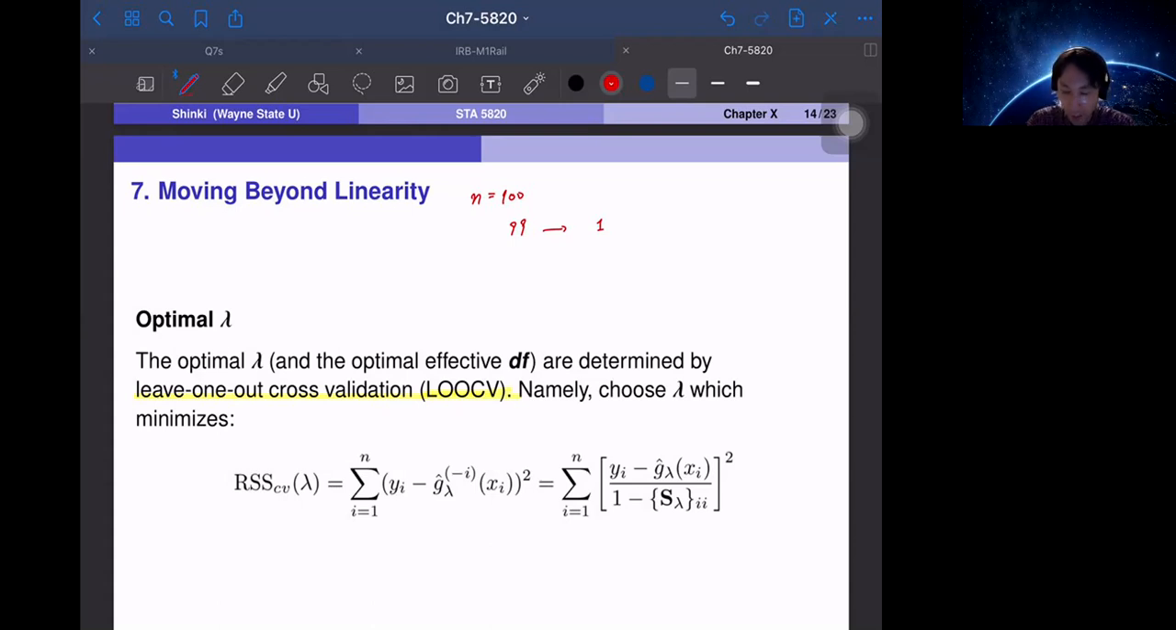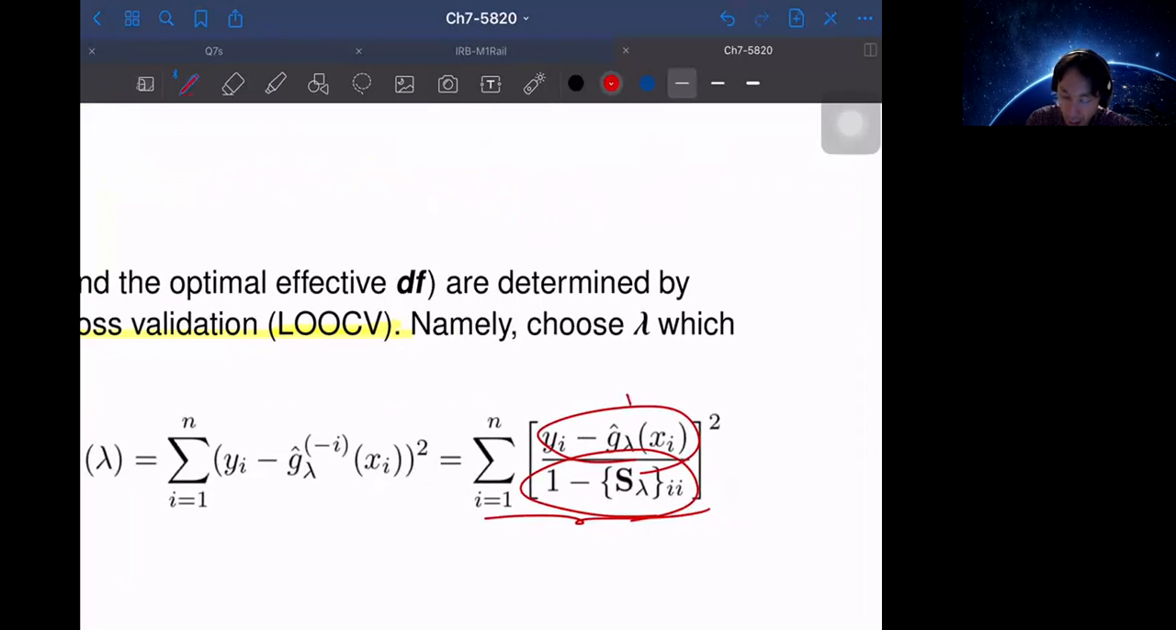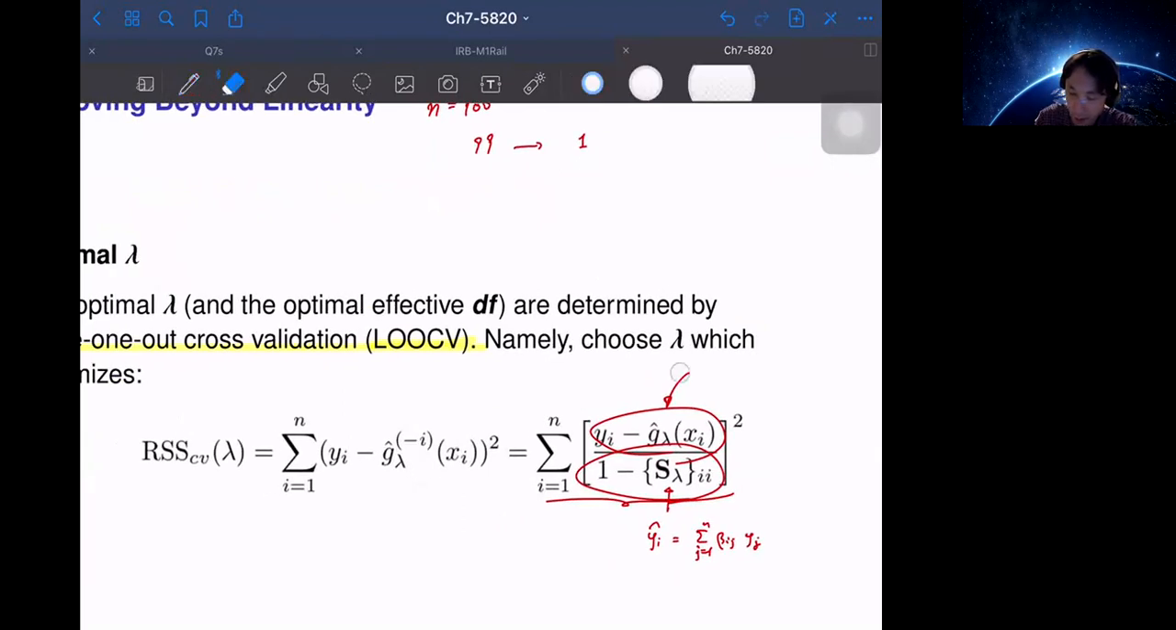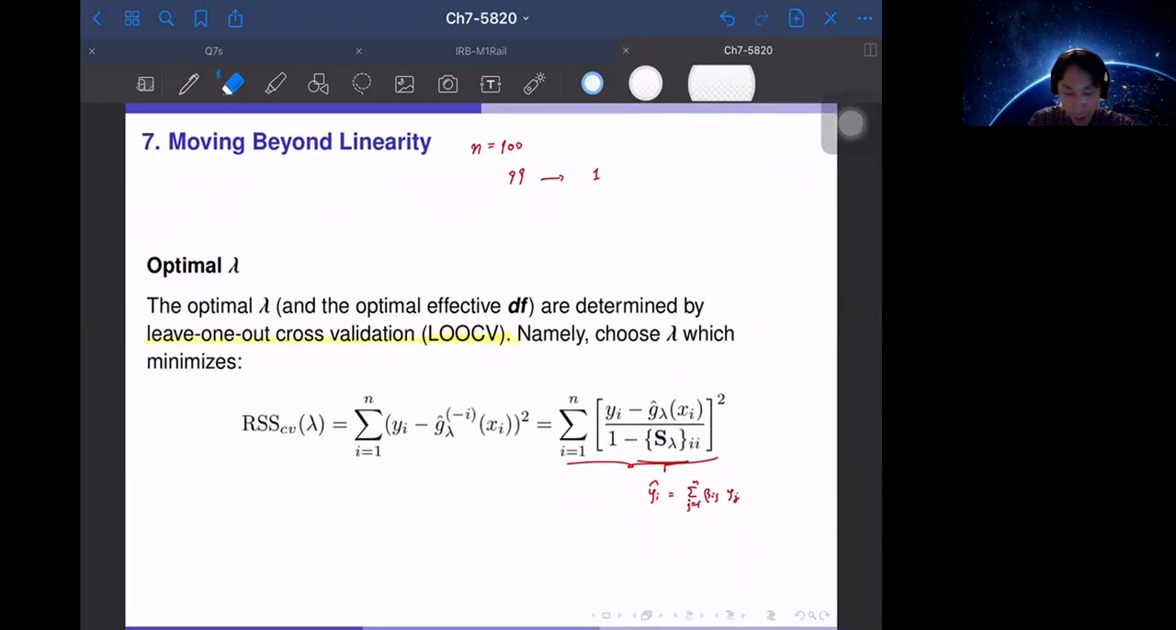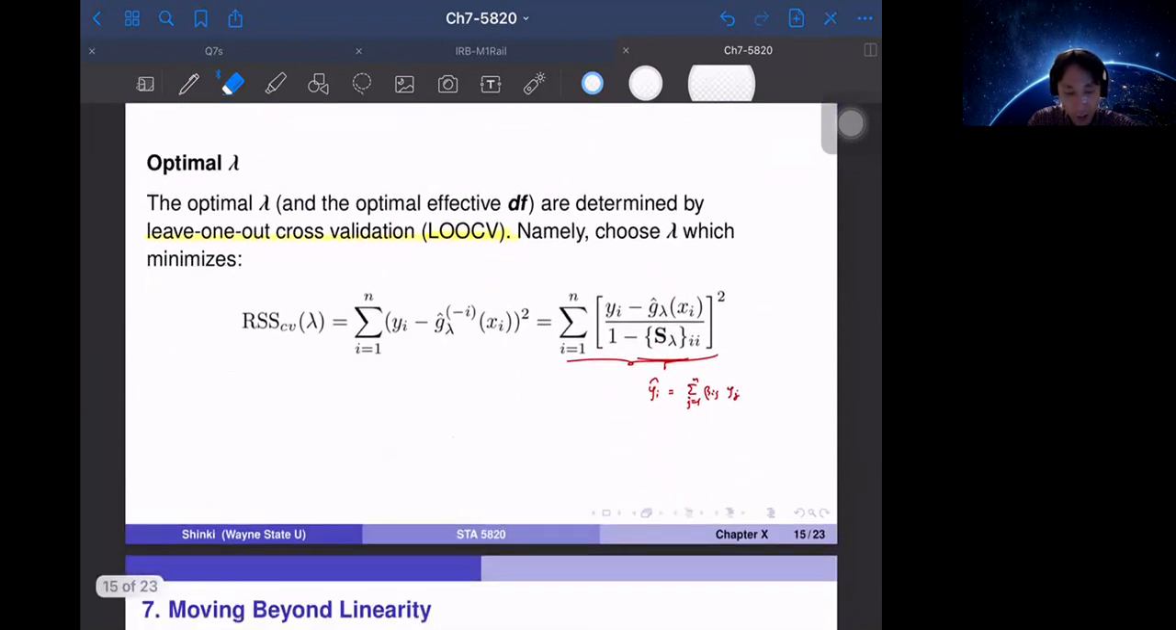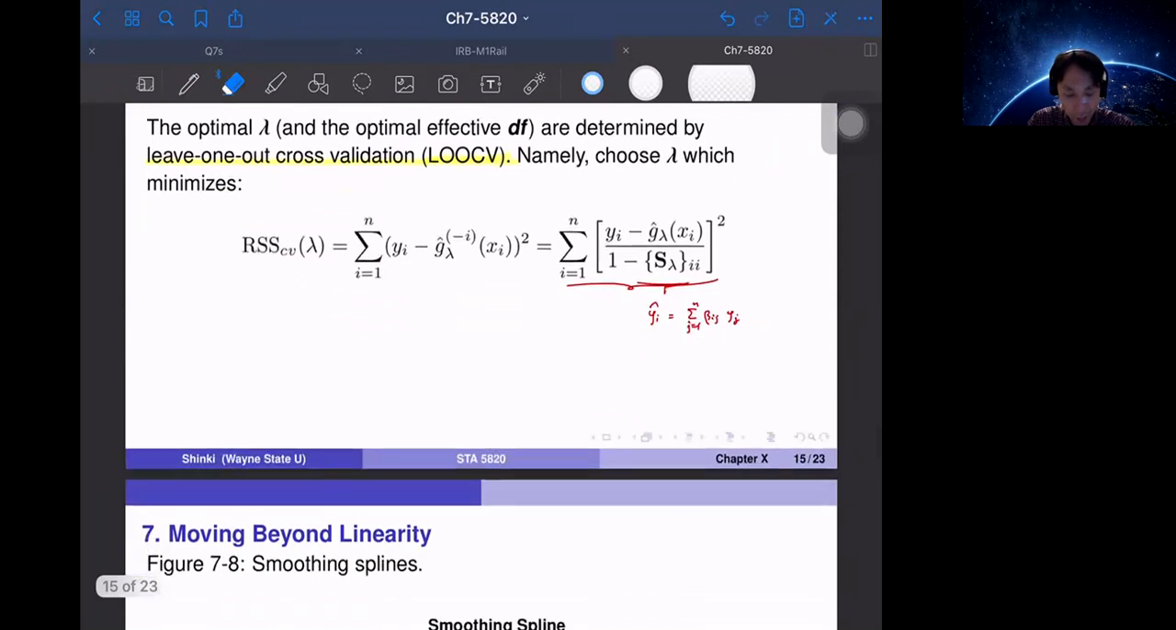But for the smoothing spline, we have a convenient algebraic formula here. Once you fit the model just once for all observations, then we can calculate this quantity. Here yi is the existing observation, and g hat lambda of xi is estimated using all observations. So we only have to fit the model once. Then S lambda is obtained by solving the linear equations, where yi hat is equal to the summation of S ij yj. Then we can calculate the entire quantity at once. Because of this formula, leave one out cross validation is fast enough. So there is no con to running leave one out cross validation, and that's why we usually use LOCV to optimize lambda.